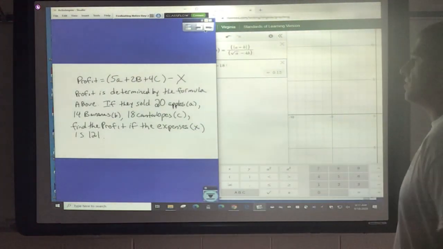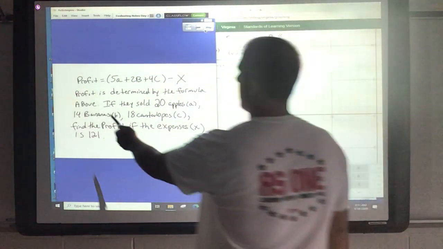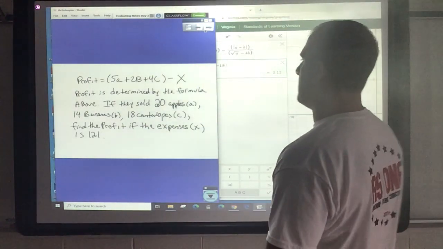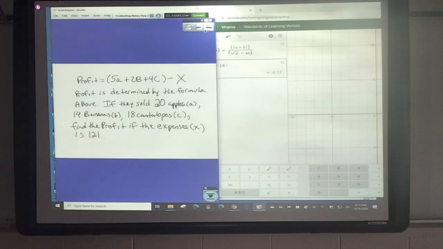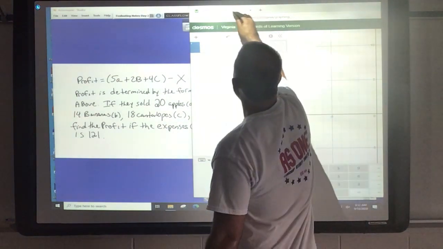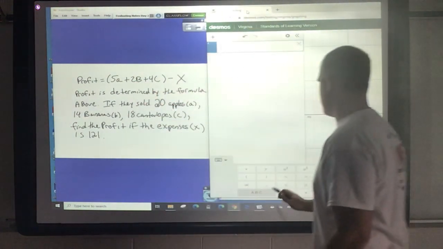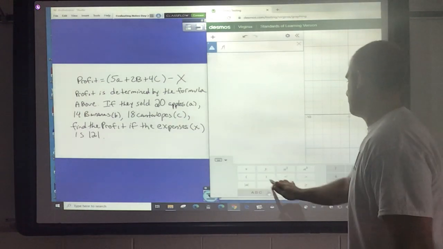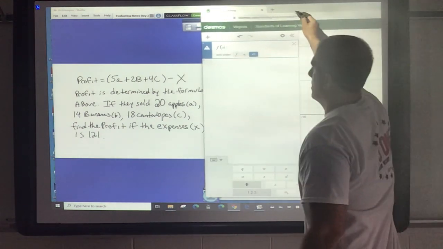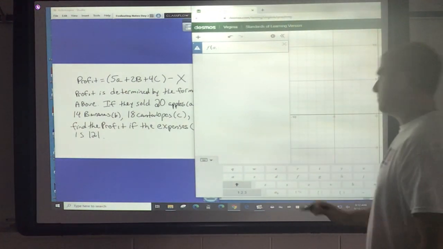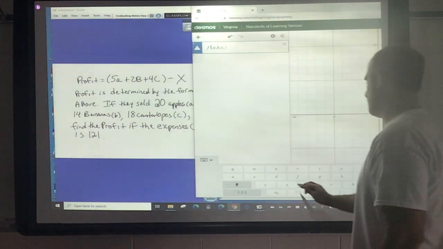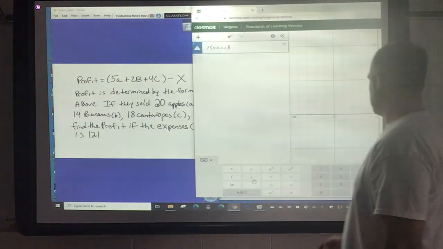So here's a word problem. It says profit is determined by this formula. If they sold 20 apples A, 14 bananas B, and 18 cantaloupes, what is the profit if the expense of X is 21? So this starts out exactly the same as the other one. This will be my function now. So F, parentheses, I'm using A, B, C, and X. And I got my equal sign.